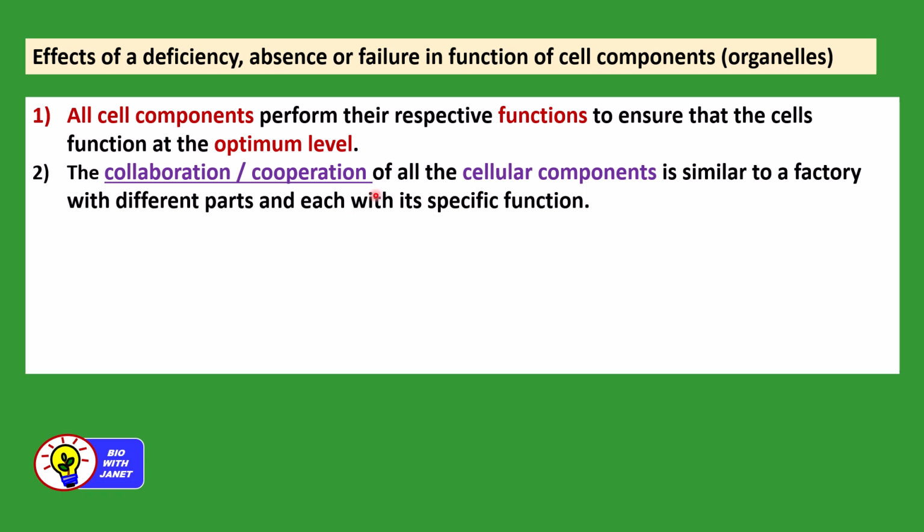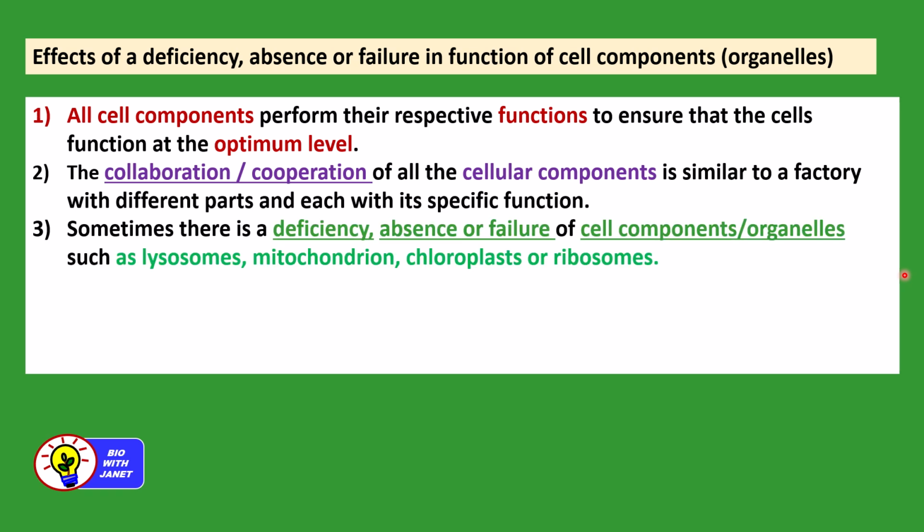Now, the collaboration or cooperation of all the cellular components or organelles in a cell can be compared to a factory. The cell is like a factory with different parts, meaning the organelles, each with its specific function. So all the different parts function efficiently so that the cell can survive and function at the optimum level.